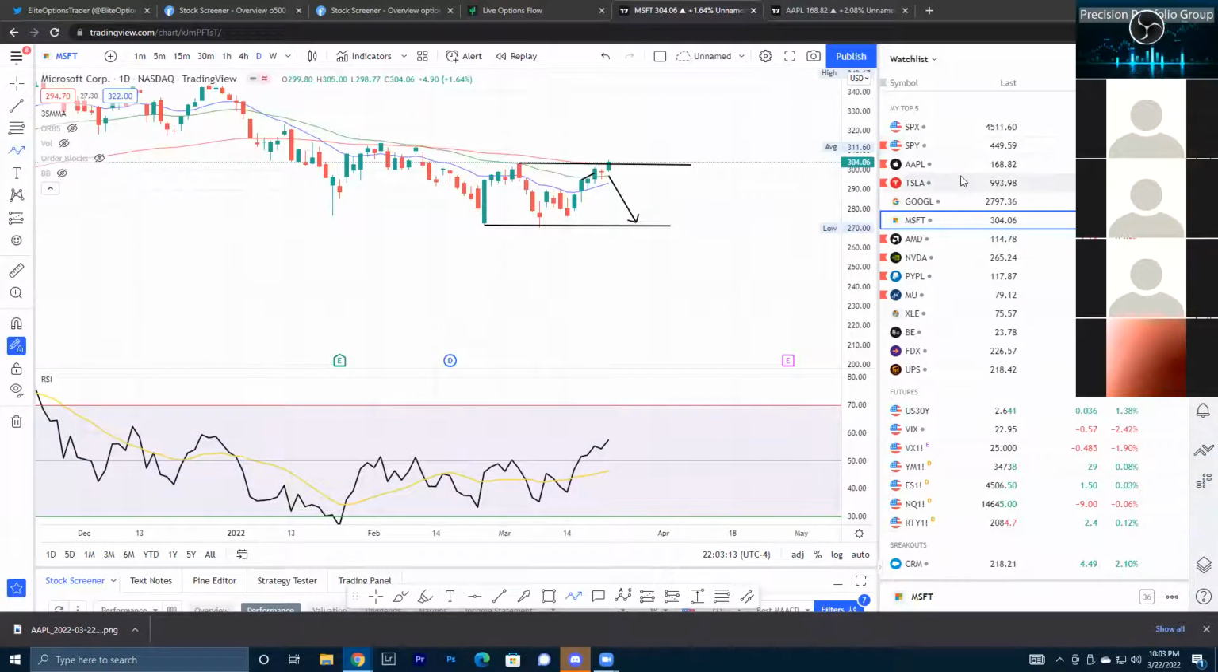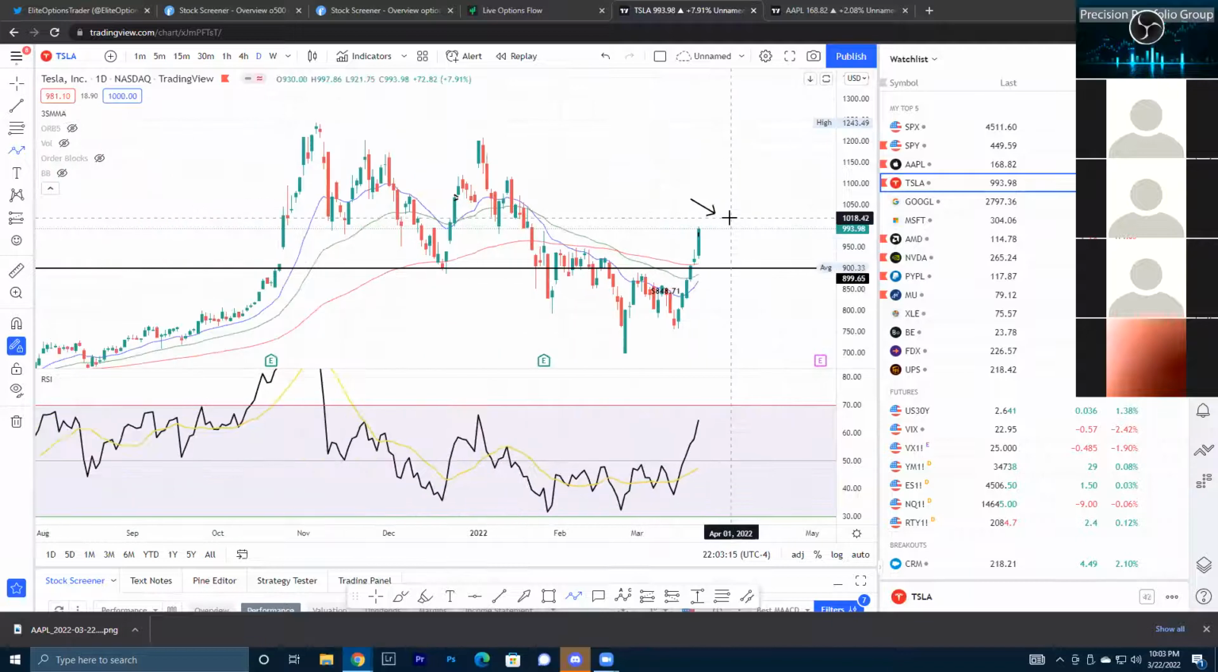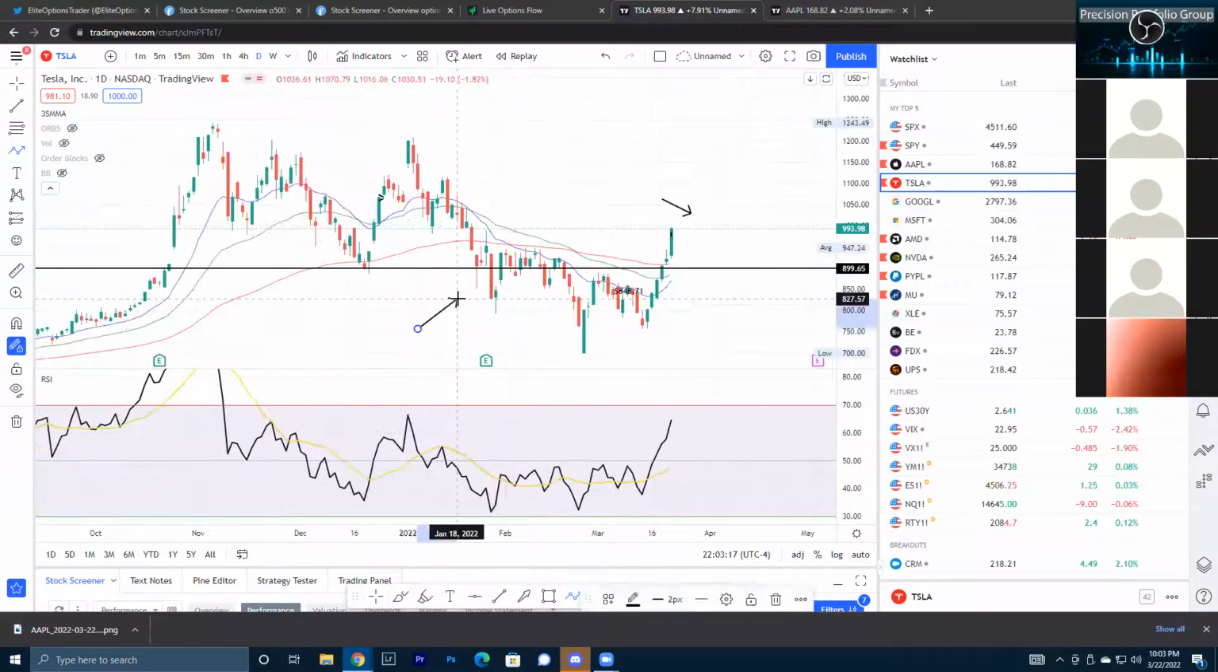Just like Tesla today. Tesla has been sitting in a range for quite some time. This is a double top. Just by looking at it, this is a double top. So Tesla has been in a range, and that last leg of the double top took it all the way down ever since December 31st of last year.